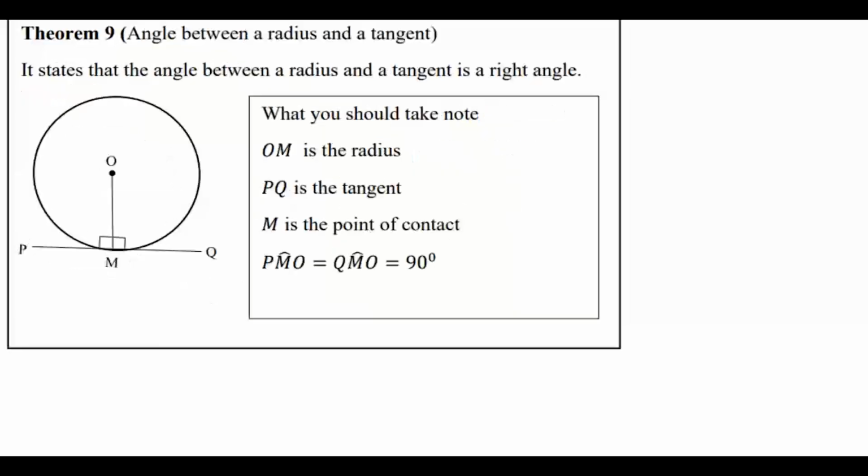Okay, so let's take another one. So this will be the ninth one. Angle between a radius and a tangent. So we have a tangent PMQ, and we have a radius which is OM. So the angle between them will be what? 90 degrees, just like a right angle. So that is one thing you should know.